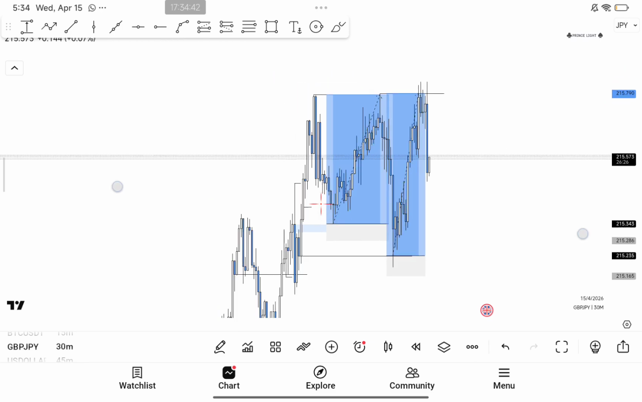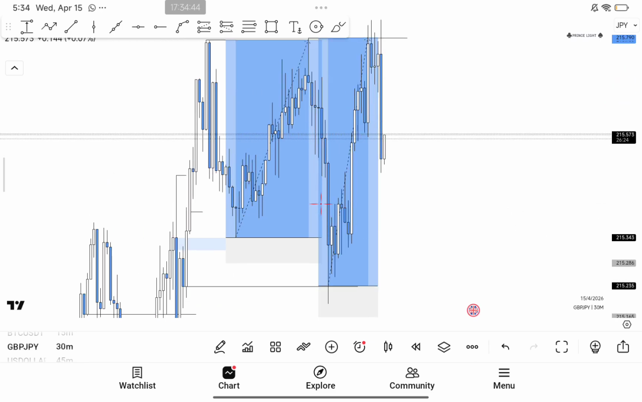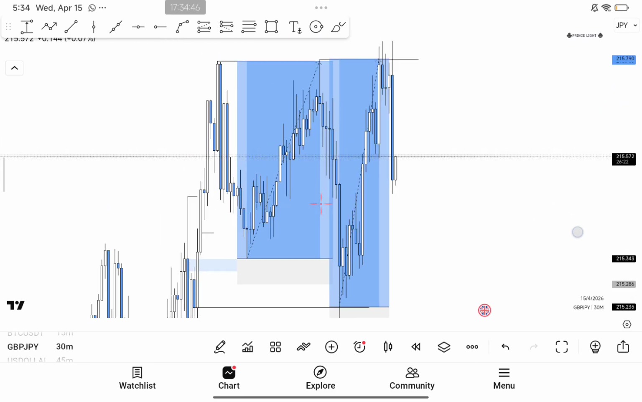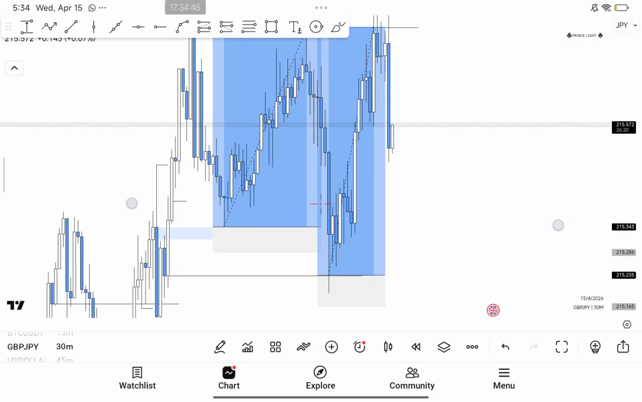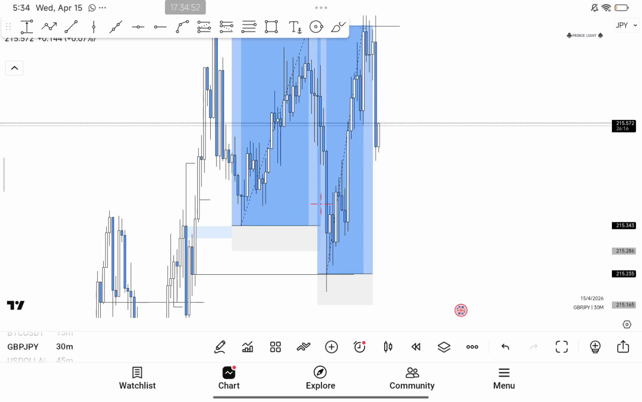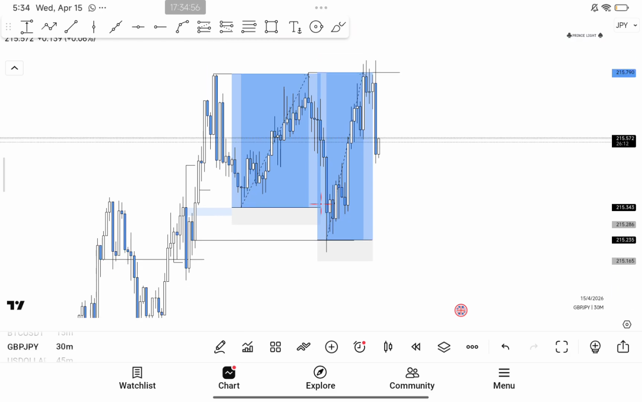So if I'm going to take another trade in this particular pair, it's going to be a buy setup. There will be no sell, just keep buying and buying until price gives us our reversal confirmation, right? So that's basically it for this particular video.